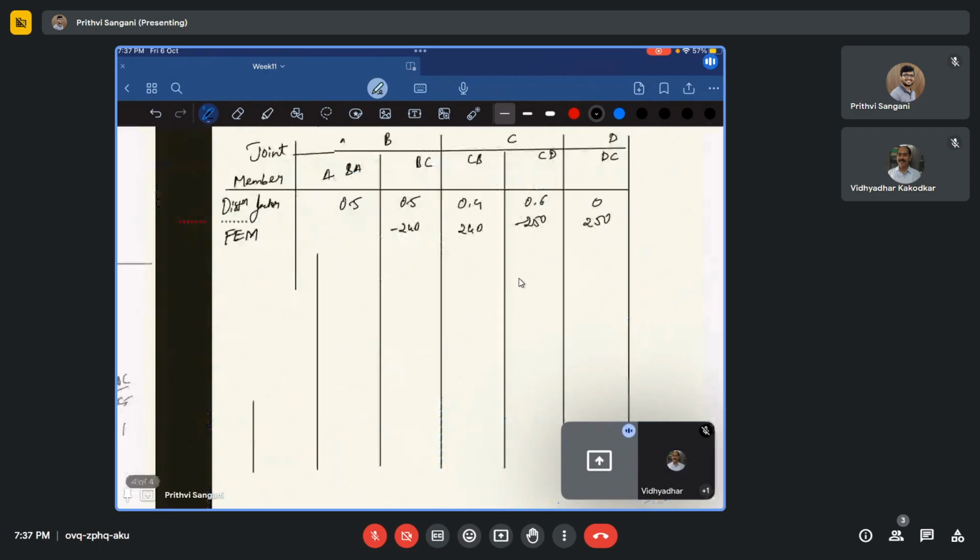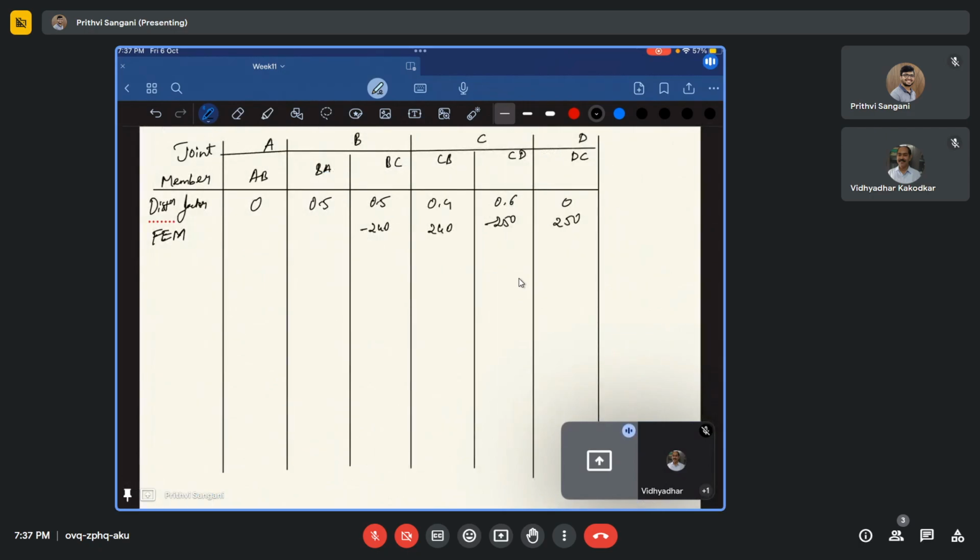So now first let us write our carryover moments. I'm just writing carryover as C. Let us write it as carryover for first time. Carryover moments. So what happens is that my BC will carry over here as minus 120 and my CB will carry over here. Okay, the carryover should be okay. Just a second, I just made a mistake.